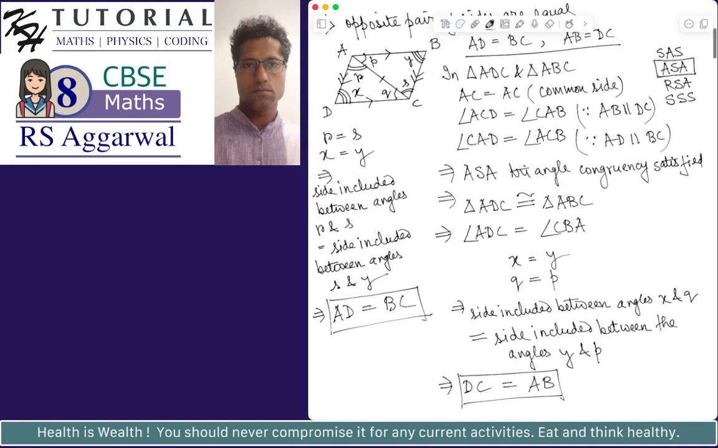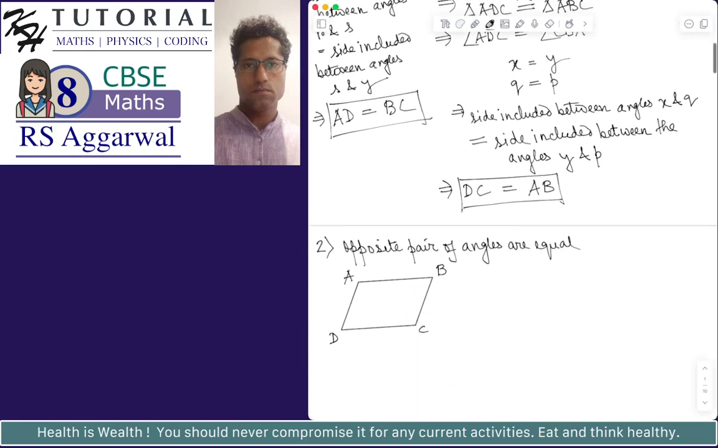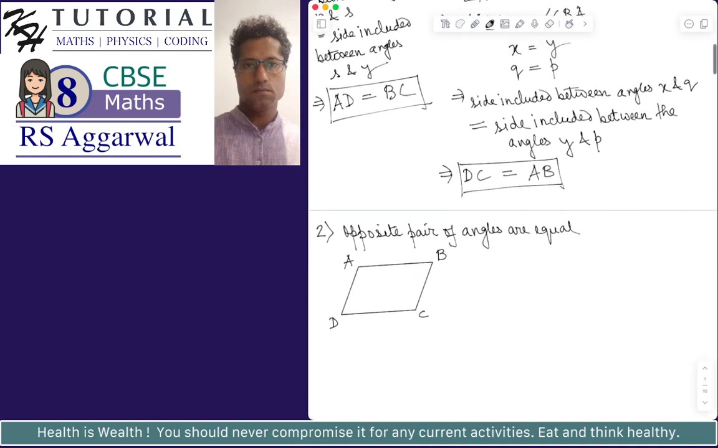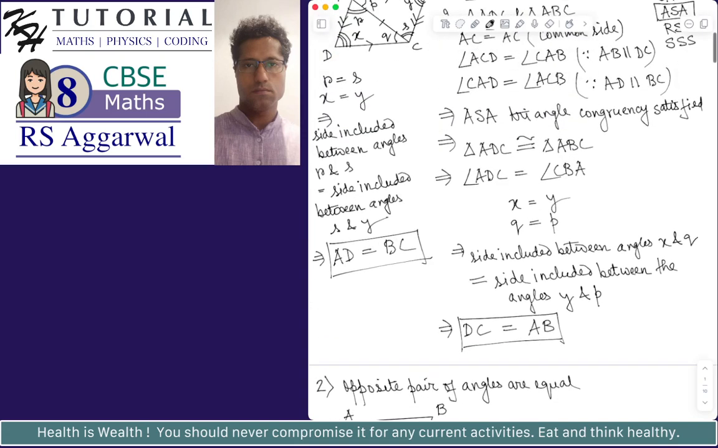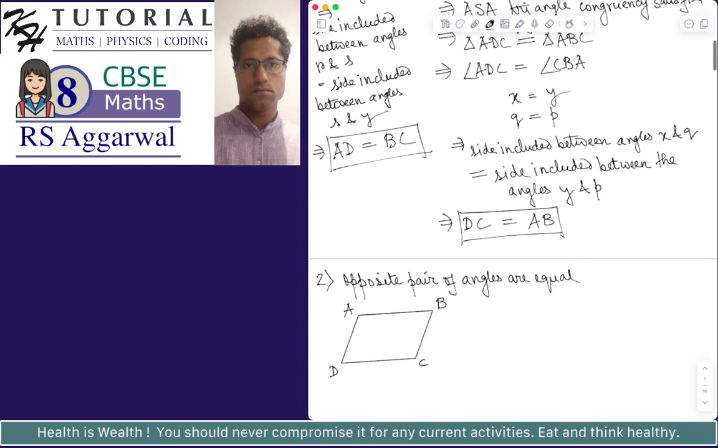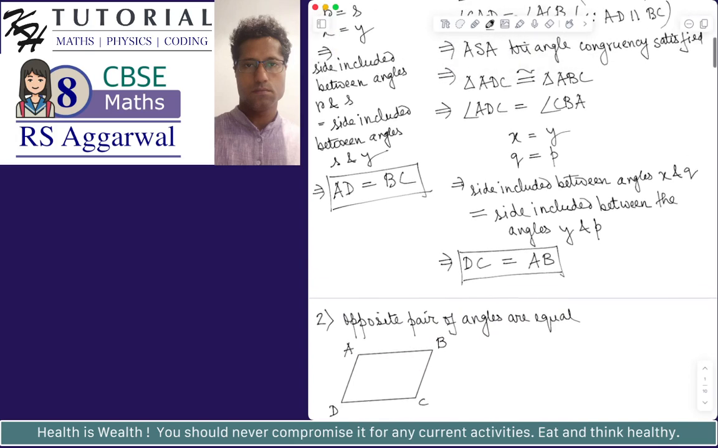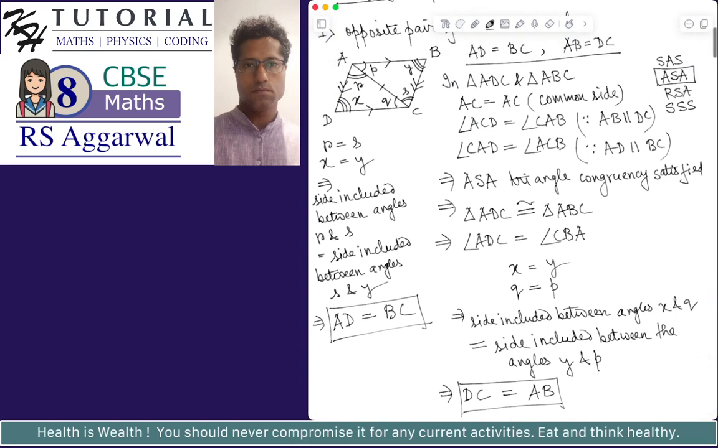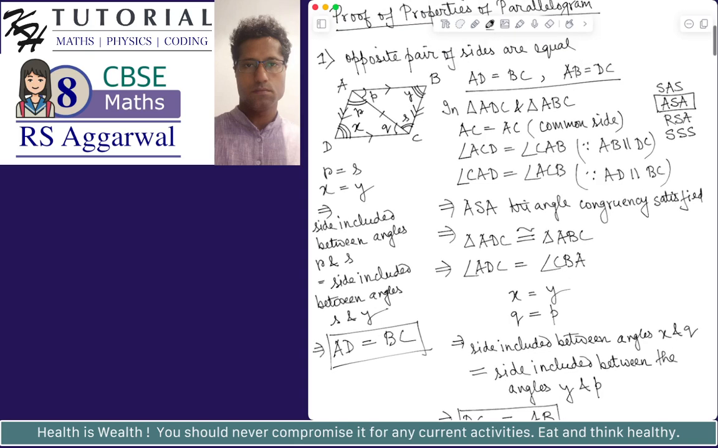Okay, let's see the next property. Opposite pair of angles are equal. This proof will also be similar. We have to use the diagonal AC. The proof will be very similar. For proving that opposite pair of angles are equal, I eventually will have to make the diagonal AC and prove that the triangles ADC and ABC are congruent, which I have already done for proving that the opposite pair of sides are equal.